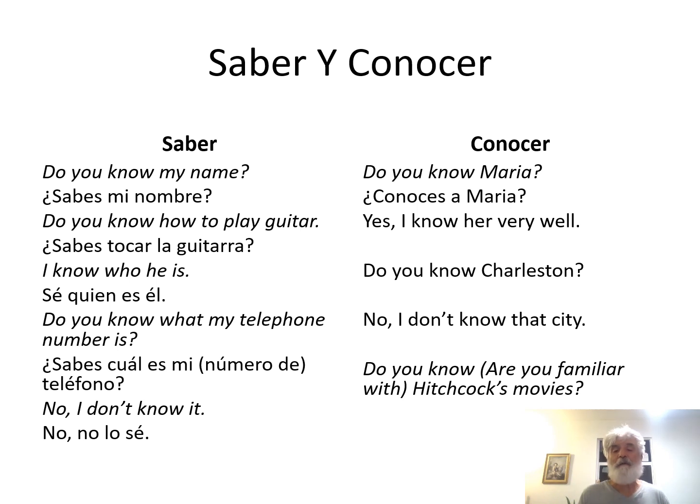All right. Now, if I asked you, do you know Charleston? ¿Conoces Charleston? The city. That's not a person, so I don't use the personal a. So if I wanted to ask you, do you know Charleston, like, have you ever been there, I would ask you, ¿conoces Charleston? So no personal a. Please look at that. It's a very simple concept. It's on your exam, but very simple. You only use the personal a with conocer, and only when you're referring to a person, not a place or a work of art.